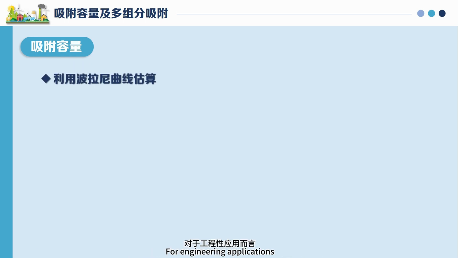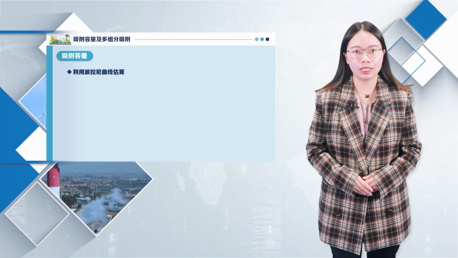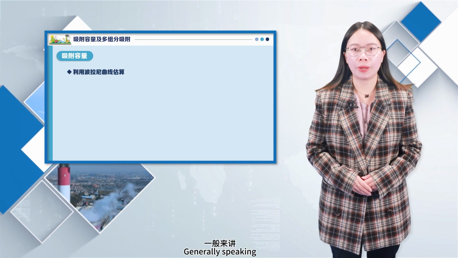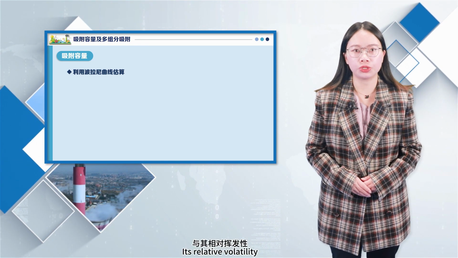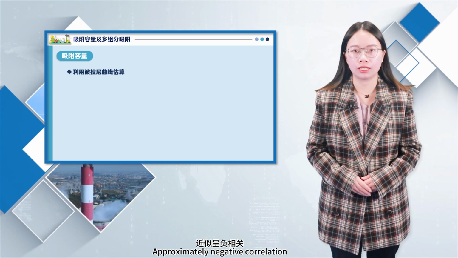For engineering applications, adsorption capacity directly determines the residence time of adsorbate in the adsorption bed and the scale of adsorption equipment. Through adsorption experiments, the adsorption capacity curve of an adsorbate on a designated adsorbent can be obtained. Generally speaking, the adsorbability of compounds and their relative volatility are approximately negatively correlated.